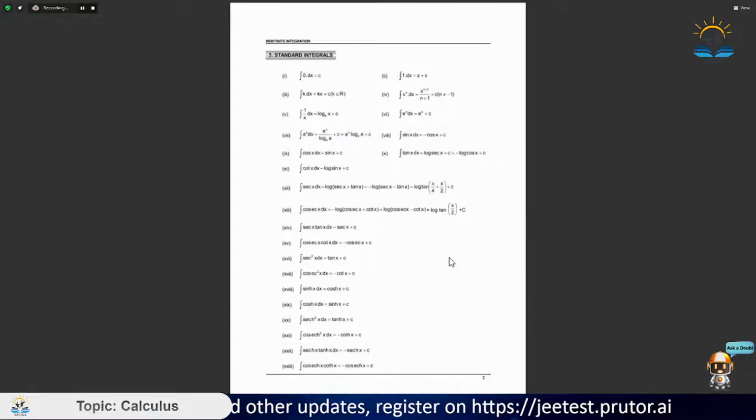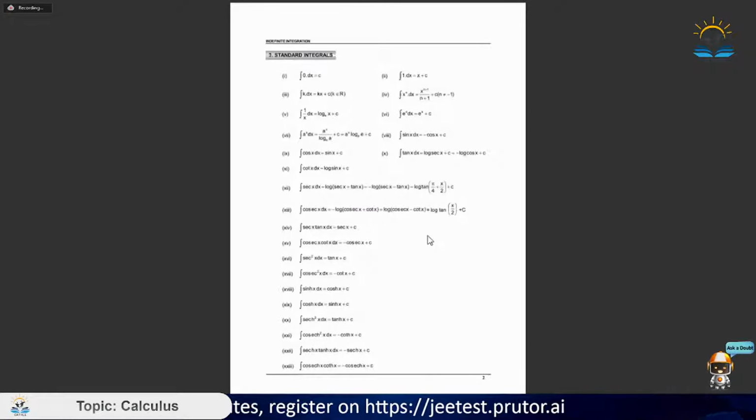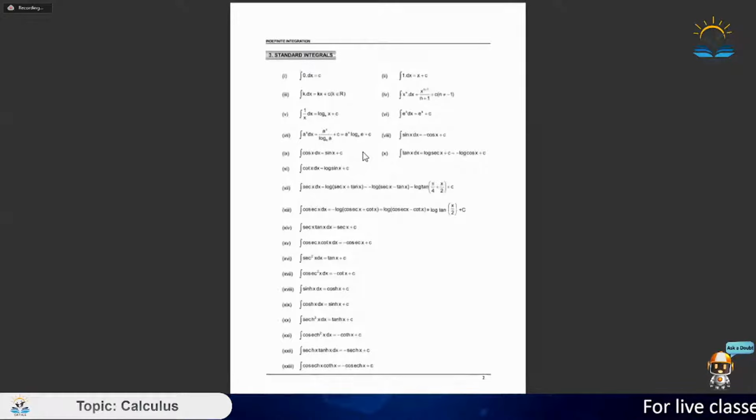Okay, hello everyone. Today's topic is calculus and we will be starting with integral calculus. So first of all, we will be seeing some basic standard integrals that we all know, and here are these formulas. These are some indefinite integral formulas, and we should be thoroughly able to recall these when we are doing questions.